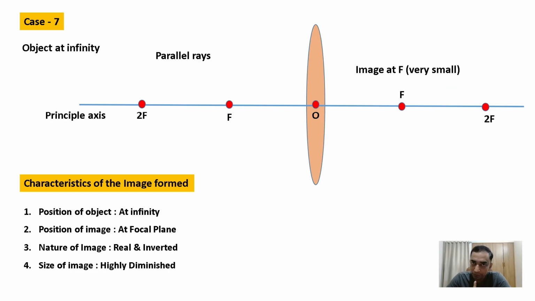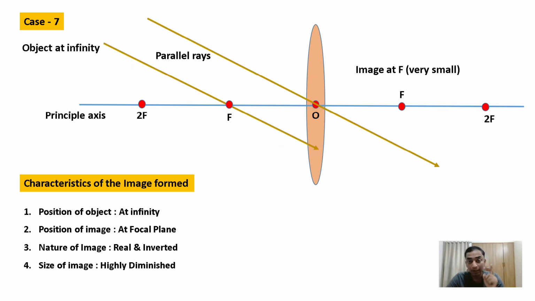Now, we are going to take the same object, that means the object at infinity, but this time the rays are not parallel to the principal axis, they are parallel to themselves. Still the object is at infinity. Now in this case, we may want to use one of the rules, like if the ray passes through f, since this is a converging lens, it will become parallel to the principal axis. So both the refracted rays are meeting over here.